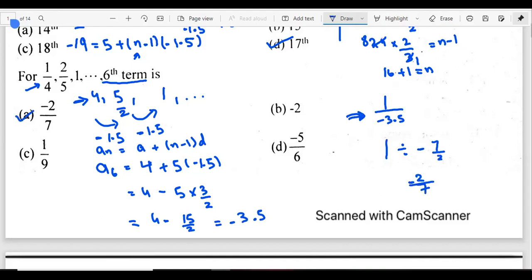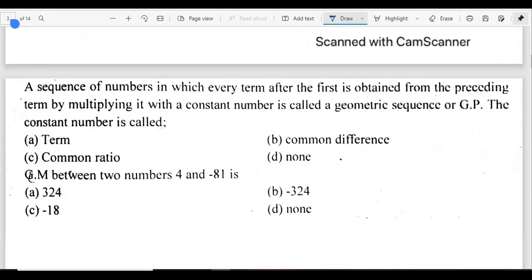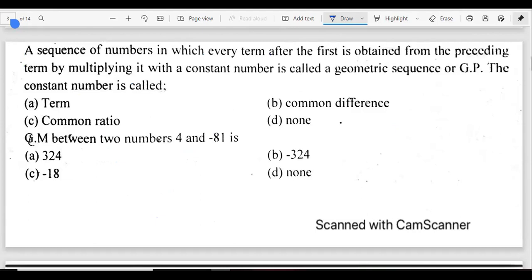Did you understand this, all of you? Yes. Okay. Yes, miss. All right, good. Let's talk about the new questions. So it says every term after the first is obtained by multiplying by a constant number, which is a geometric sequence. The constant number is called, now this is very, very easy, the common ratio, right? In geometric sequences, we are multiplying a common ratio to get the next term.